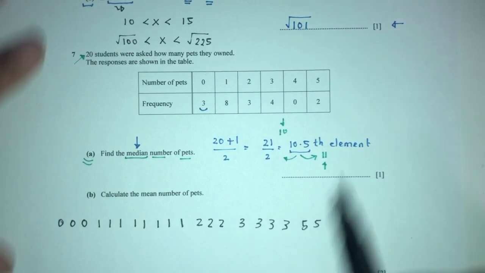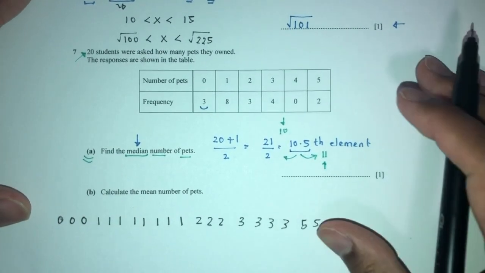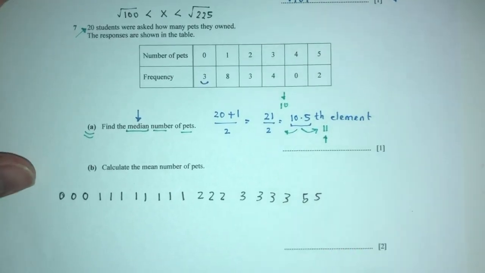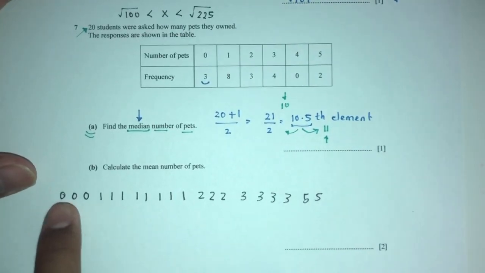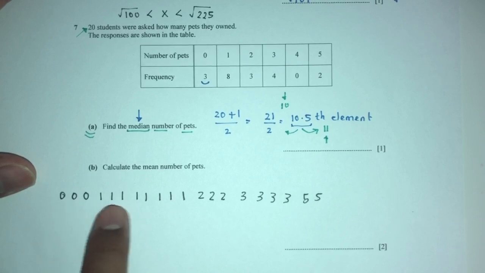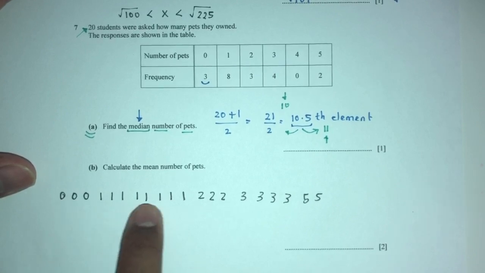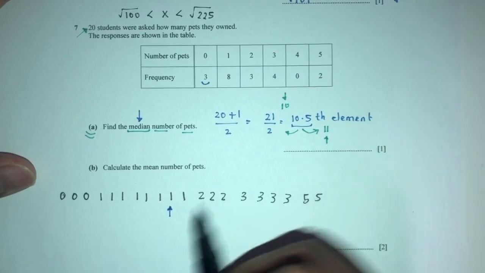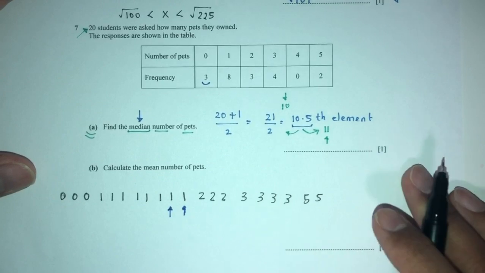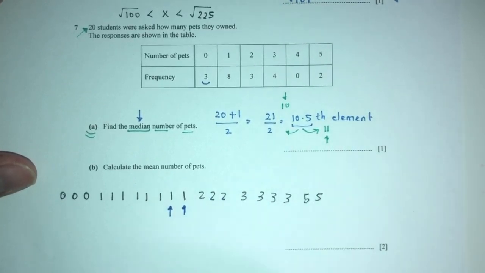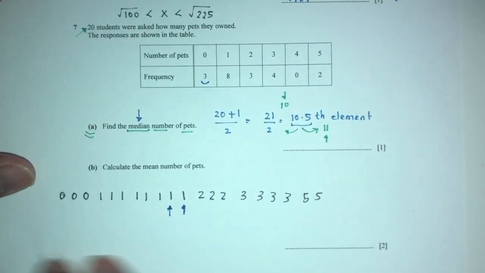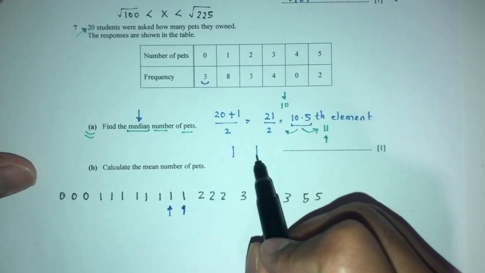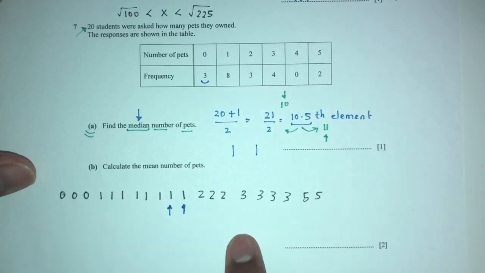Now we're trying to find the 10.5th element. We understand it is between the 10th and the 11th element. So let's count in order. This is the first, second, third, fourth, fifth, sixth, 7th, 8th, 9th, 10th. The 10th element is a 1. Now the 11th value is also a 1. So we take those two values. Again, I did this in order. So the 10th value is 1. The 11th value is also 1, as we can see on this list right here.